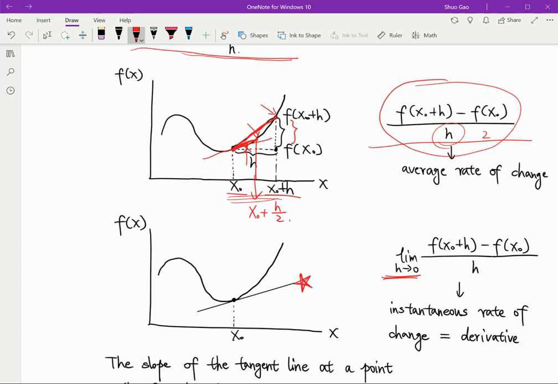We call this the tangent line because there's only one intersection between the curve and the line, which is the point x0. The two points f(x0 + h) and f(x0) become overlapping, like one single point, when h is close to 0. Take the limit. So if we draw a line between the two points, they're very, very close to each other. So this line is called a tangent line.